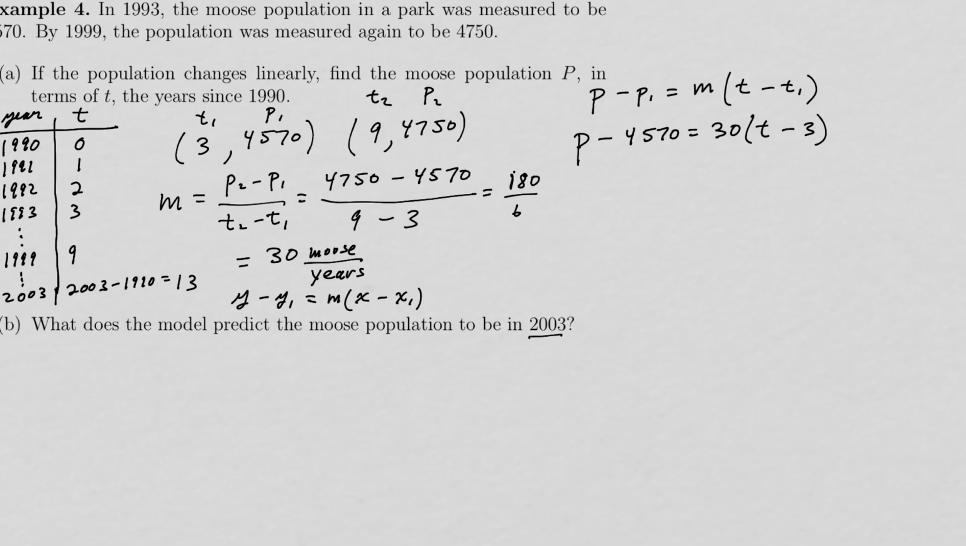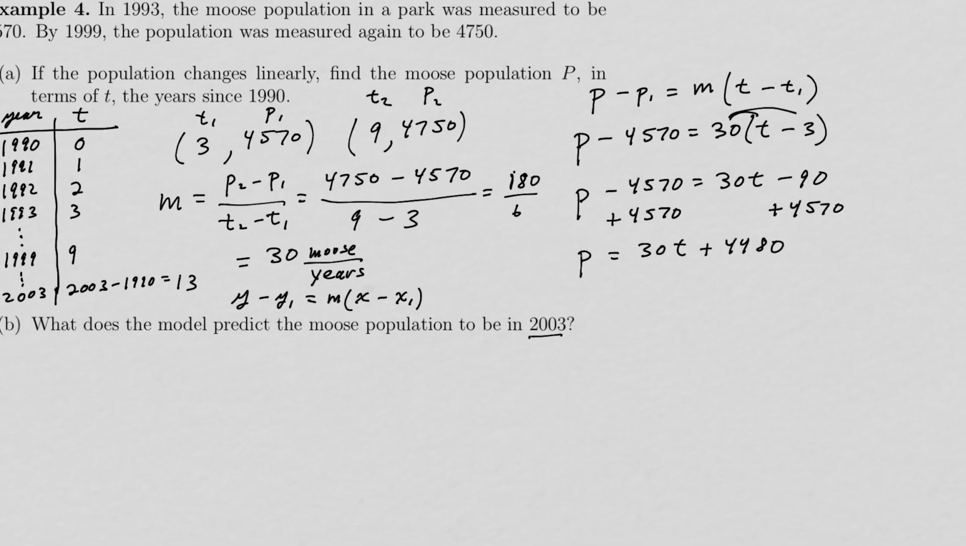Okay, I'll distribute the 30, because we probably want to write this in slope-intercept form. So I have p minus 4570 is equal to 30t minus 90. And then finally, I'll add 4570 to both sides. And if I do that, I'm going to get p is equal to 30t. And then negative 90 plus 4570 is 4480, right? Positive 4480.